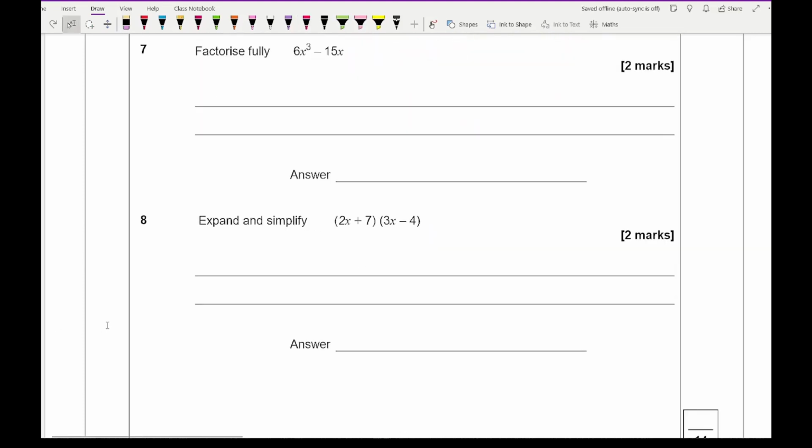Question 7, it says factorise fully 6x cubed minus 15x. So factorise fully will always be an indication that you can factorise this, but there's going to be more than one possible answer. So again, you want to make sure that you are using the highest common factor of the numbers and the lowest power of the letters. So here, the biggest number that goes into 6 and 15 is going to be 3. And both terms have got x. So here we've got 3x times 2x minus 5.